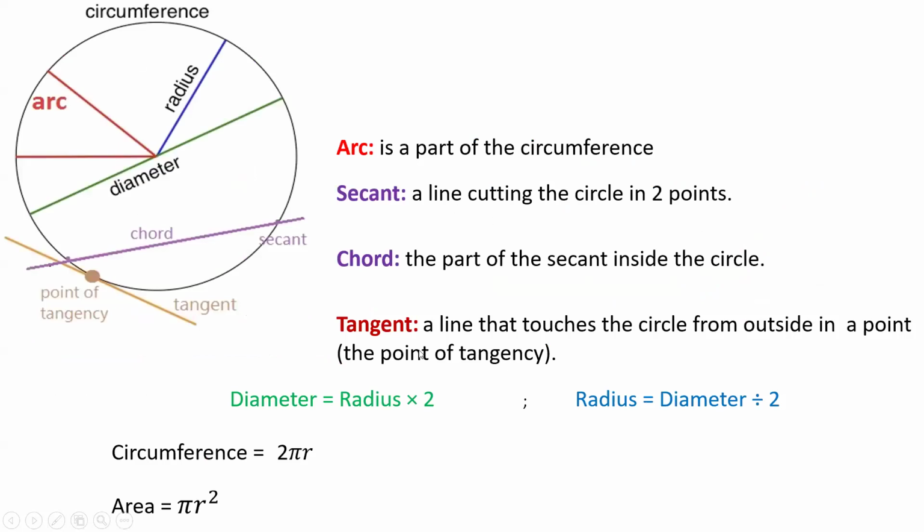Also, in a circle, we have an arc. The arc is a part of the circumference of the circle between two radii. We have a line which is called the secant.